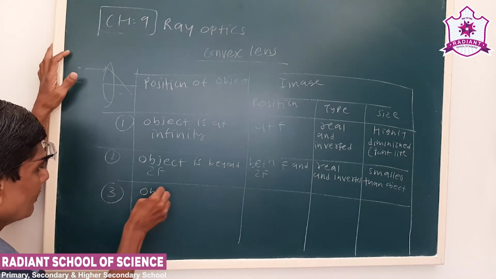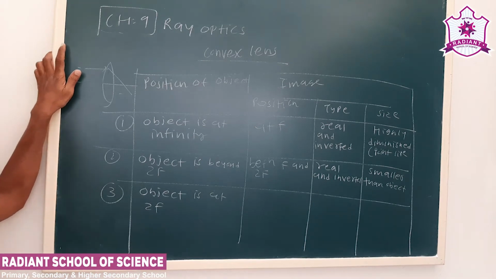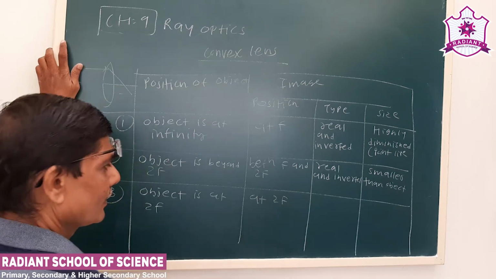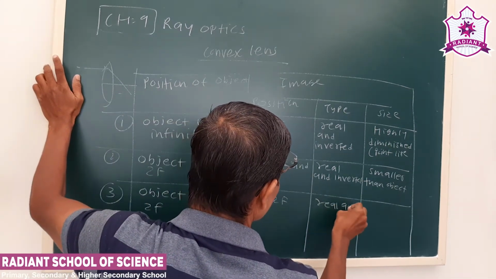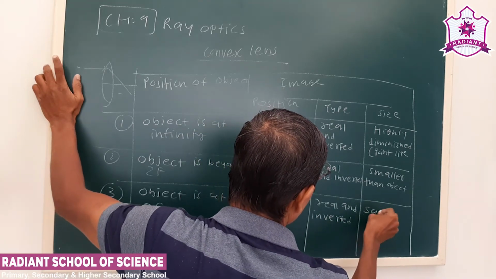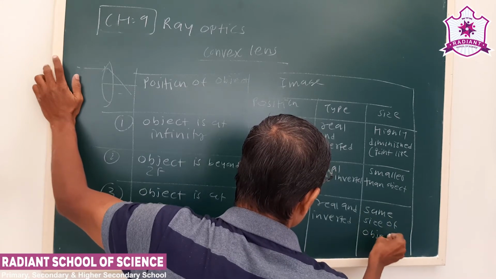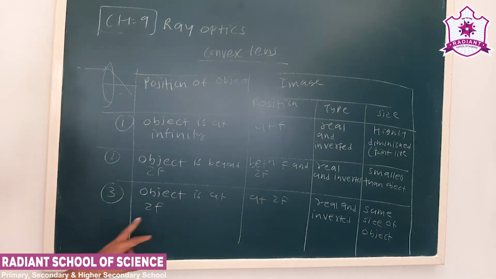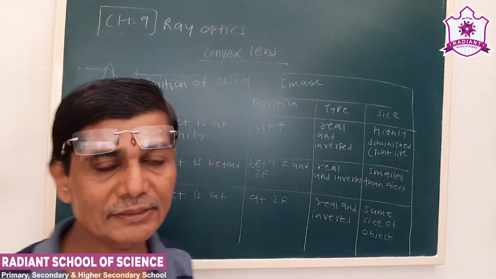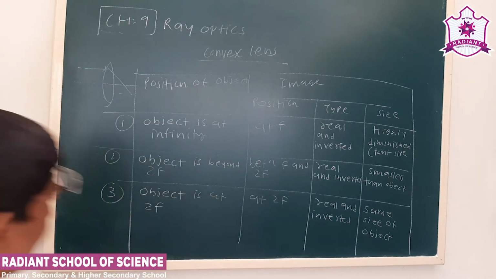Third, the object is at 2F. When the object is at 2F, the image is also at 2F, real and inverted, and the same size as the object. When the object is at 2F, the image will also be formed at 2F on the other side of the lens, real and inverted, and the same size as the object. So these are the 3 conditions.